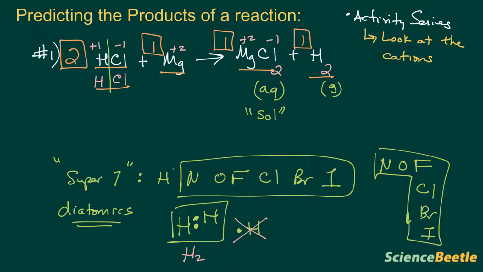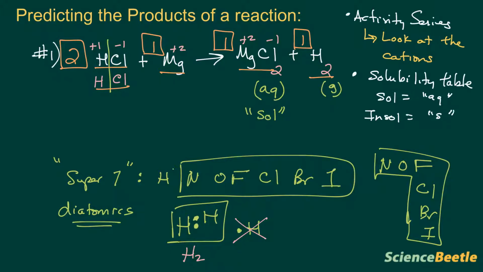But this is the way you actually make a prediction of the products. And you have to use charges. You do have to use the activity series. And then at the very end, you definitely have to use the solubility table so that you can figure out whether it's aqueous or not. Keep in mind that SOL is equal to aq, and INSOL is going to be equal to the solid.